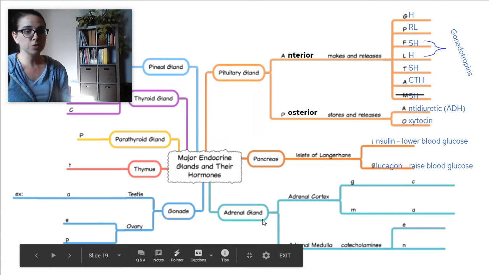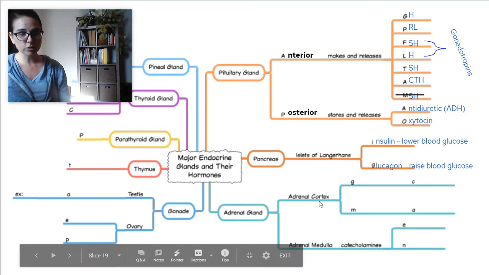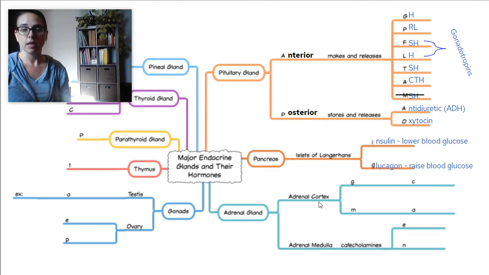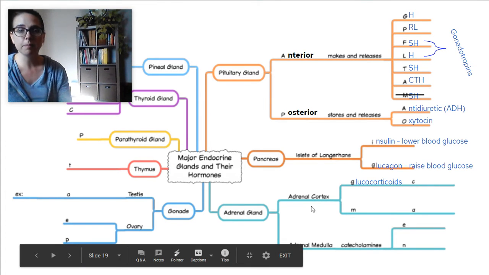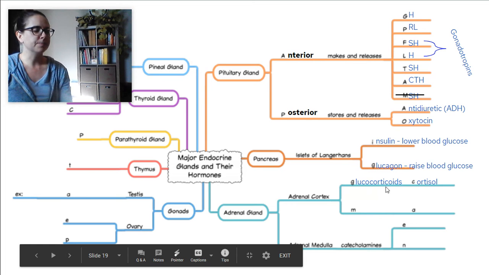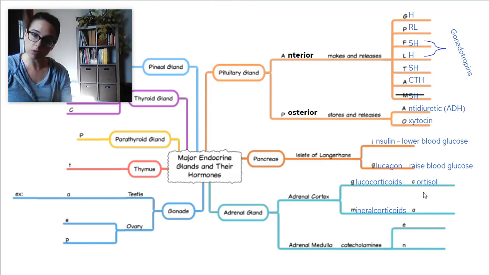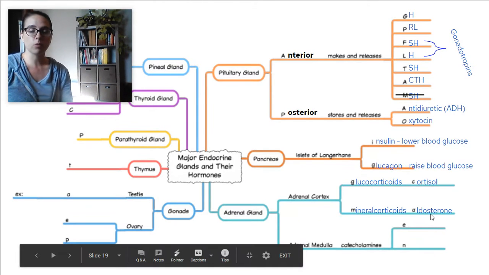All right, then the adrenal gland. This is what sits on top of your kidneys, and it's broken up into the outer and the inner portion. The outer portion is called the adrenal cortex, and ACTH is what stimulates this to release its hormones. So there's two main groups of them. You have the glucocorticoids, and the main glucocorticoid is cortisol. It's just the grouping that this hormone is in. And then there's a mineralocorticoid, and the main mineralocorticoid produced by the adrenal cortex is aldosterone.